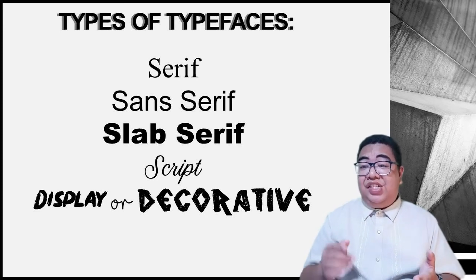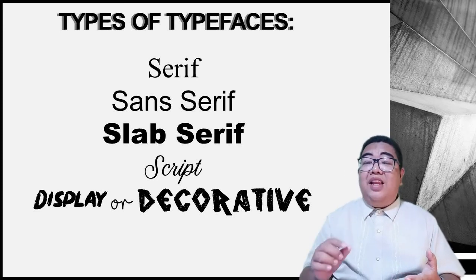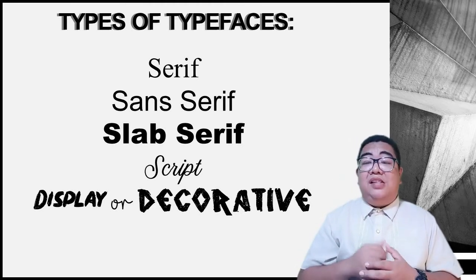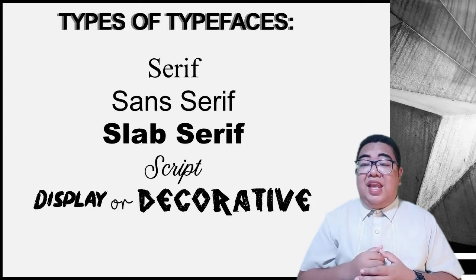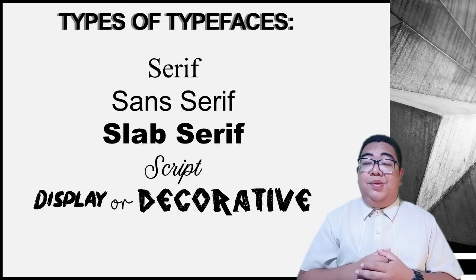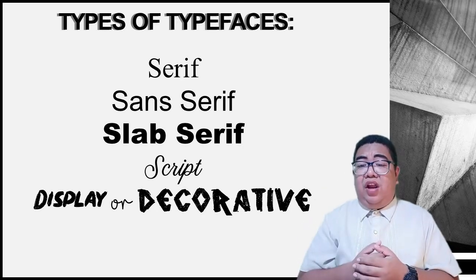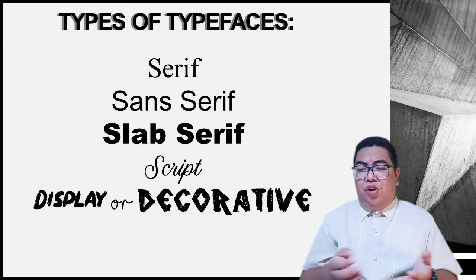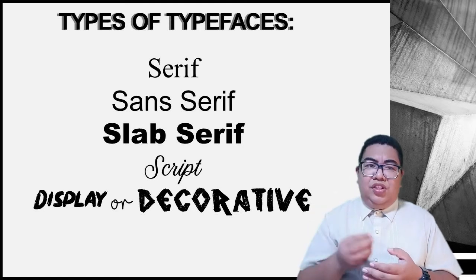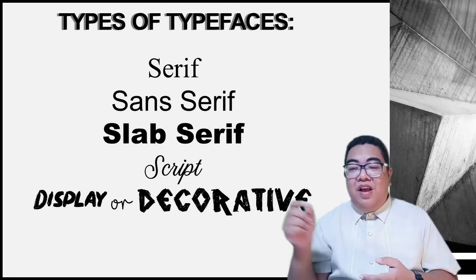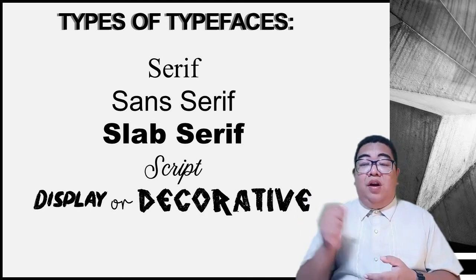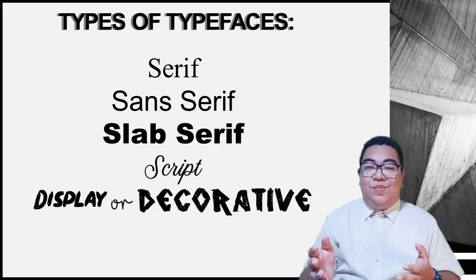Number 1 on the list is the serif. It connotes formality and readability in large amounts of text. Number 2, we have the sans serif. It brings a clean or minimalist look to the text. Number 3, we have the slab serif. It carries a solid or heavy look to text. And number 4, we have the script. It draws so much attention to itself because it has brush-like strokes. And number 5, display or decorative, which caters to a wide variety of emotions or themes.